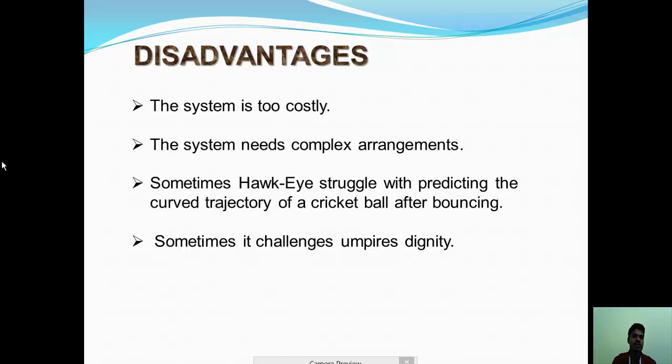The system also needs complex arrangements. Sometimes Hawkeye struggles with predicting the curved trajectory of a cricket ball after bouncing. This usually occurs when spinners are bowling. The curved trajectory of a cricket ball is very difficult to predict after it bounces. Sometimes it also challenges the umpire's dignity.